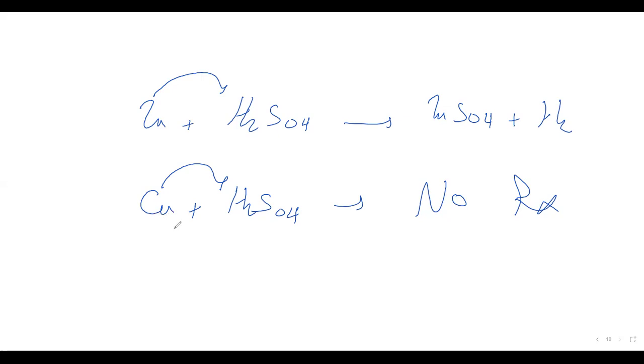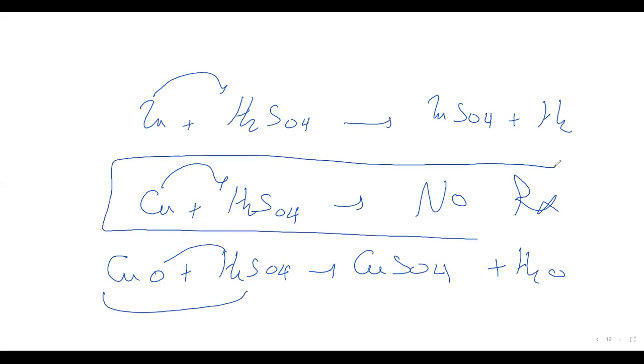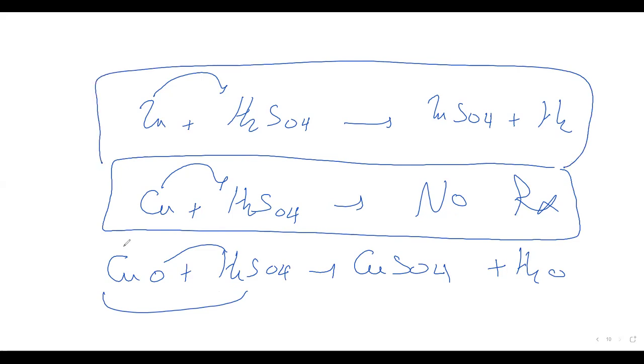But in case of double displacement, like CuO plus H2SO4 gives CuSO4 plus H2O. So in case of double displacement, it doesn't depend on the reactivity. But in case of only single displacement, it depends on the reactivity. The most reactive metal can displace the less reactive metal. This is in case of single displacement. But in double, no need for the strength.